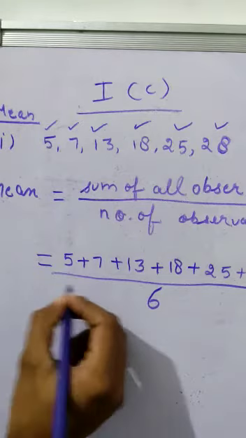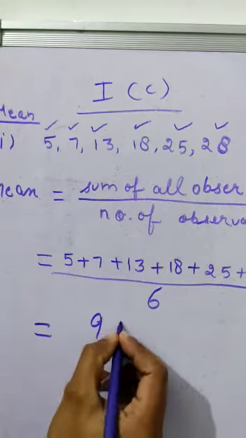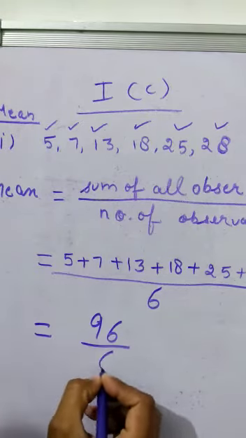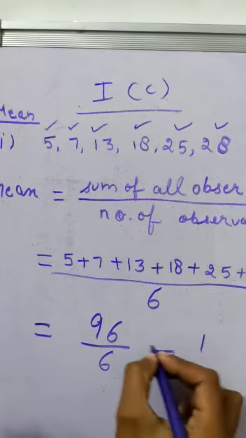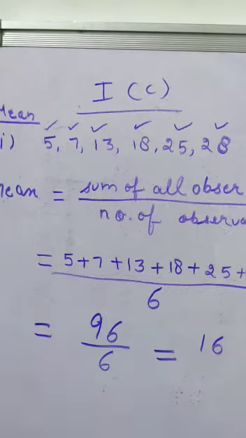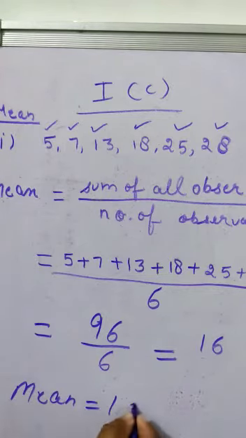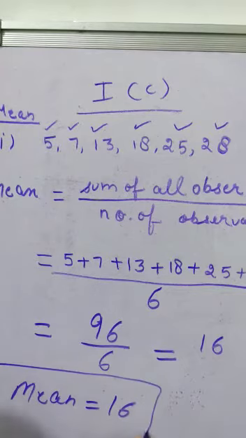So what is the sum of these numbers? 96 divided by 6. And the mean will be 6 1 is 6, 16. So what is the mean? 16. Everybody knows how to divide. Everybody knows how to find the sum. So simply you have to divide in this particular question and you can find the mean.